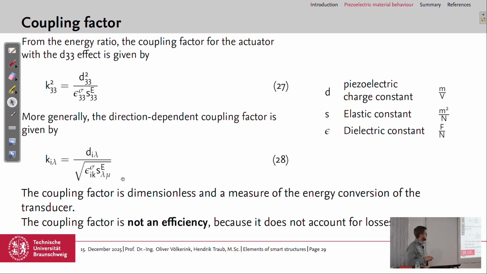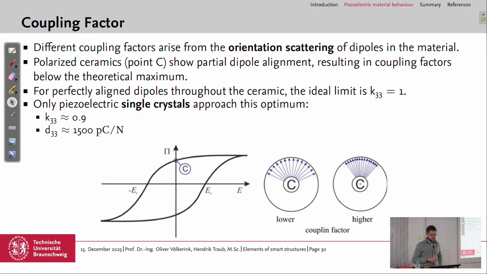And the coupling factor is dimensionless, and the measure of the energy conversion, as mentioned, of the transducer, but it's not an efficiency. It does not account for losses. So it's just an expression of how good the transducer is, but without losses. So it's more or less a material parameter.